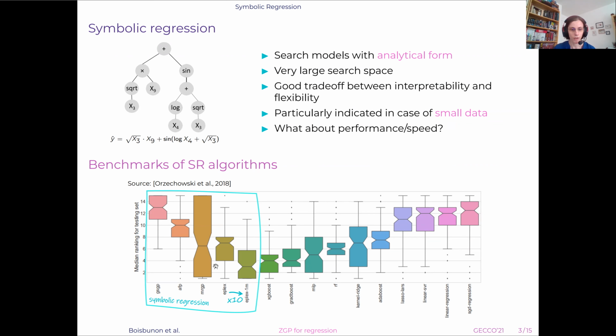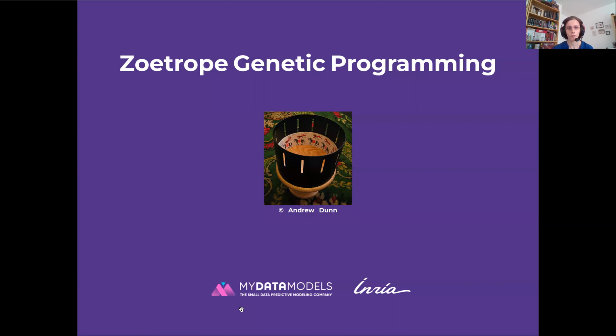And what we can see on this graph is that the best performance they could obtain was by augmenting a lot either the population size or the number of iterations, which results in a very low speed for training. So this might be an issue as symbolic regression algorithms are already slower than more traditional machine learning ones. So this is the context in which we developed Zoetrope Genetic Programming.